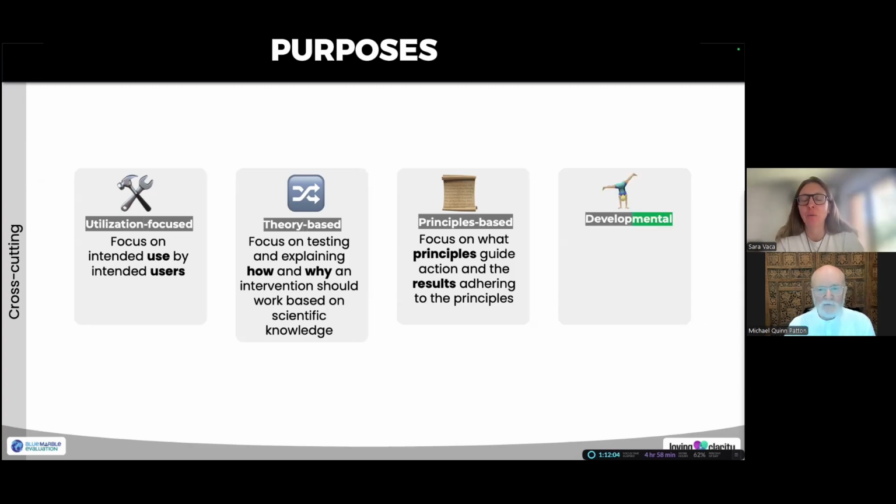Okay, well, this could have been called the Patton's framework. Developmental is the last of the approaches that we're going to cover today. Developmental is evaluative thinking at the service of an innovation. No, that's how you define it at some point. I love this approach.